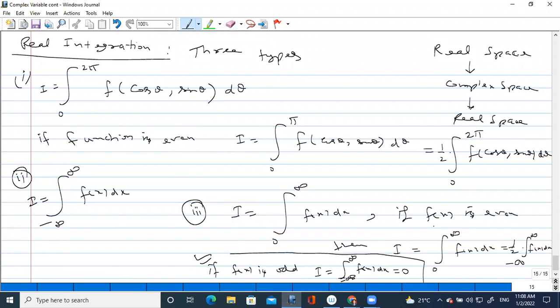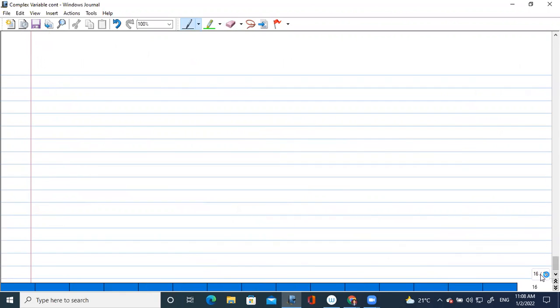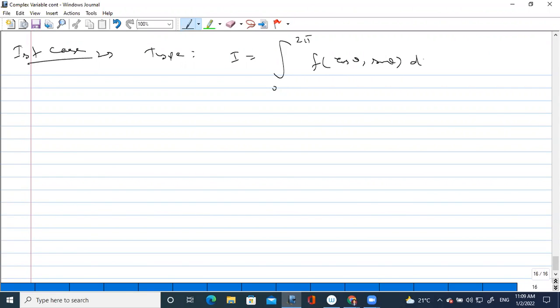Yes, sir. So you have to learn in complex now, you have to practice it once again, because then you can solve all types of problems of the complex. So I am taking the first case. In the first case, the question is of the type integral from 0 to 2 pi of f of cos theta, sin theta d theta. This type of problem will be there, and you have to find the solution for that.